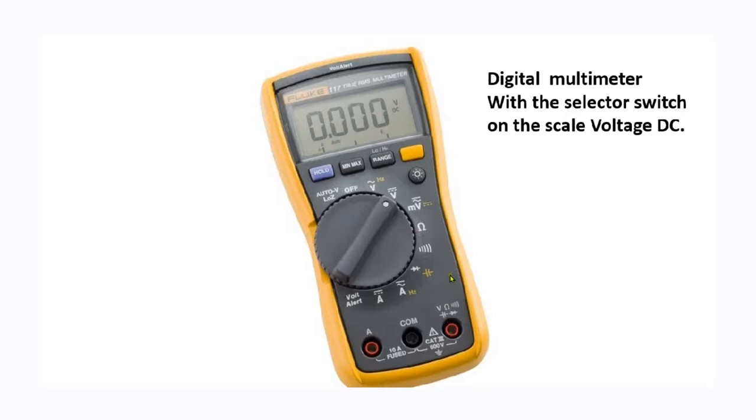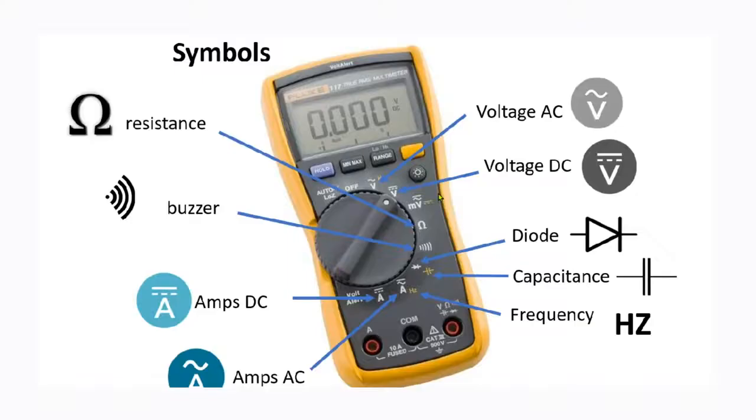This slide shows you a digital multimeter with the selector switch set on voltage DC. Now, there are many different functions on this multimeter, and I need to know how to use it if I am a good electrician. So I need to familiarize myself with all the different functions that I need to choose to measure different values. And to do that, I need to familiarize myself with all the symbols that appear on this particular instrument. Let's go and see what symbols are represented here and what they stand for.